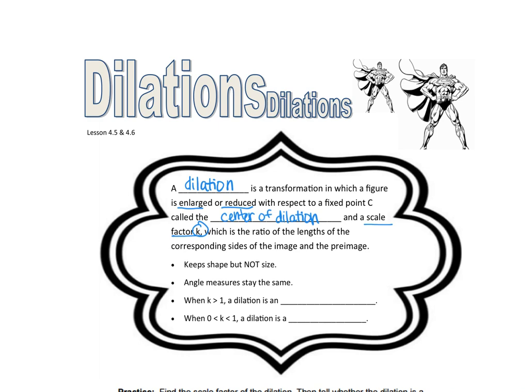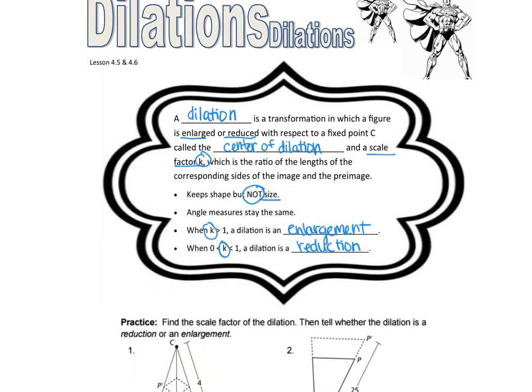They will keep the same shape, but not the same size. So it's changing sizes. The angle measures will always stay the same. And then those last two is talking about the scale factor, that K. If your scale factor is greater than 1, your dilation is an enlargement, which means that it's getting bigger. If your scale factor is between 0 and 1, your dilation is a reduction, which means that it's getting smaller.